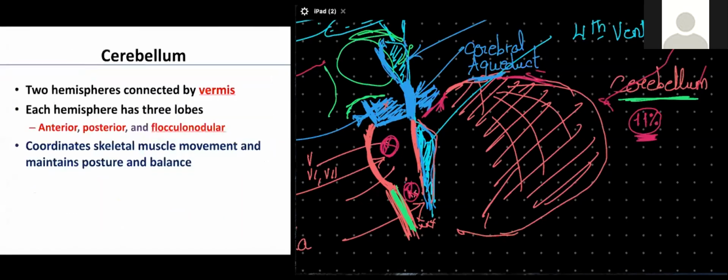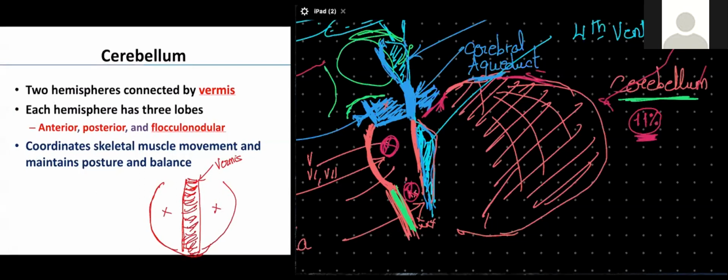We've got two cerebellar hemispheres that will look like this. And both of them are going to be connected by the vermis. The vermis here is the connection between the right and left cerebellar hemispheres.